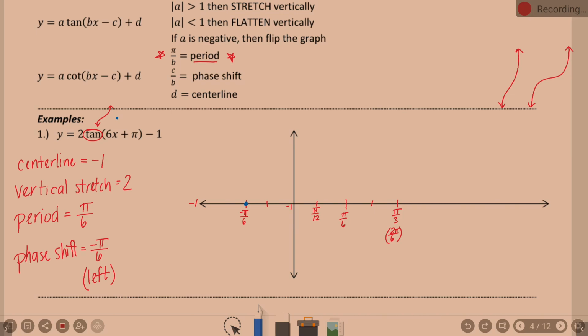Now, what I ask you to do, once every period, go put the points. So a period is pi over 6. So once every pi over 6, I need another point. So where's my next point going to go? At 0? Where's my next point go? Pi over 6. If you even wanted to keep going, where would your next point go? 2 pi over 6, which is pi over 3.